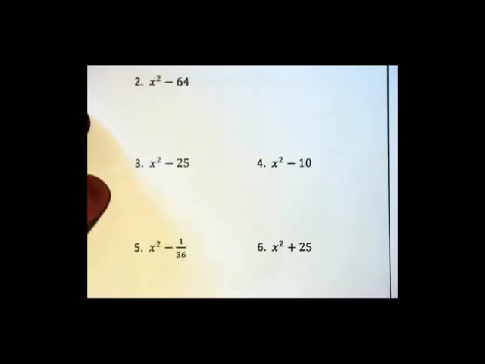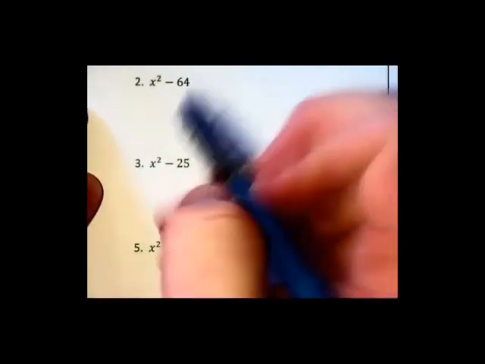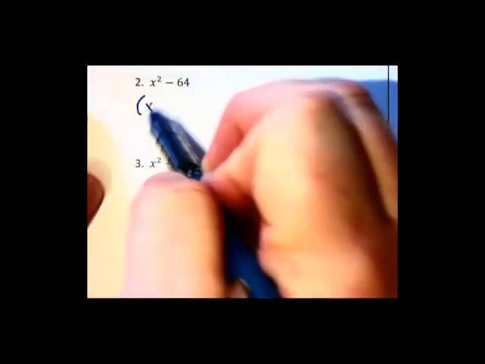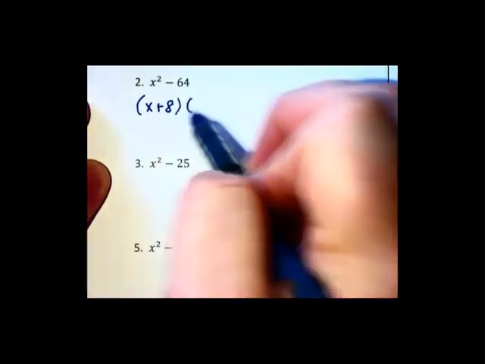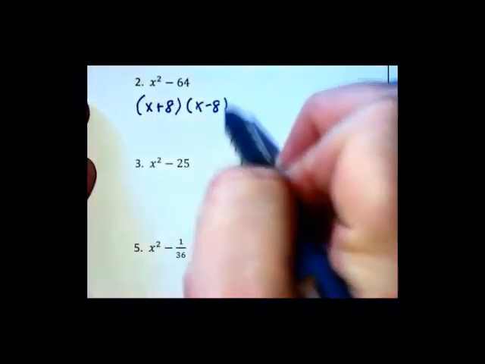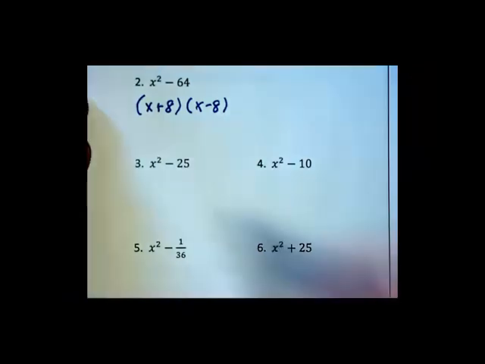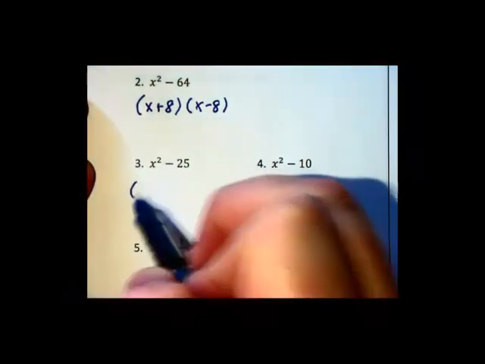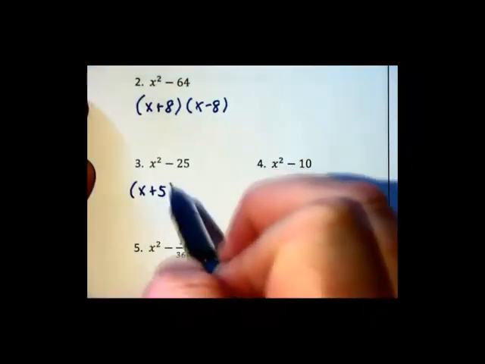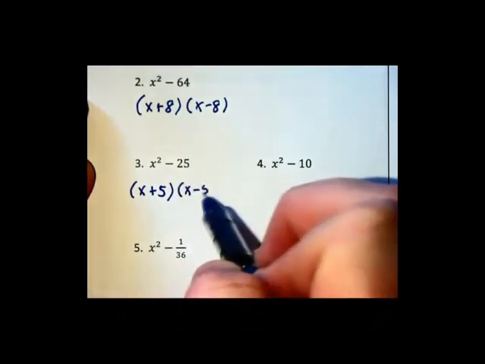So, recognizing in this next problem, x squared minus 64, that 64 is a square, we can write this as x plus 8 times x minus 8. And in the problem beneath this, 25 becomes 5 times 5, x plus 5 times x minus 5.